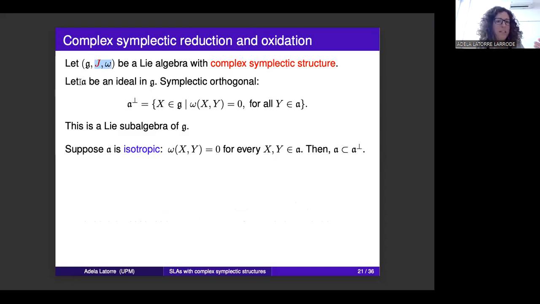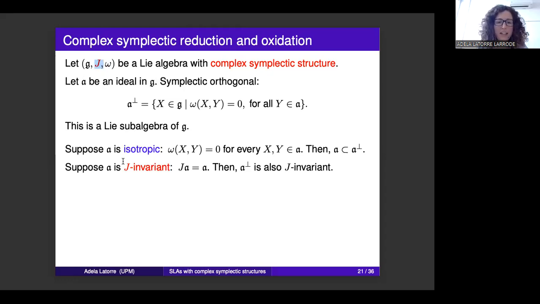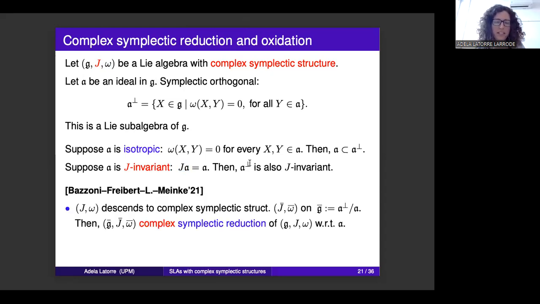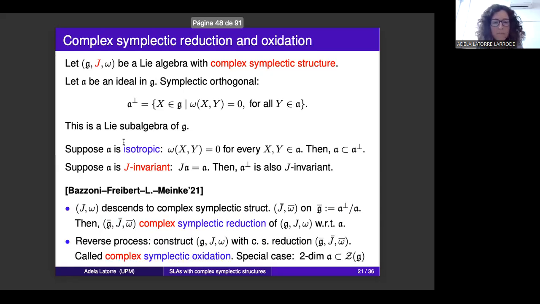The procedure is similar. We take an ideal and the symplectic orthogonal. Again, we need the ideal to be isotropic, but we need to take into account the complex structure. The ideal must also be J invariant, meaning the image of the ideal under the complex structure is again in the ideal. When such an ideal exists, the complex symplectic structure descends to the quotient, and this is called the complex symplectic reduction with respect to this ideal, which should be not only isotropic, but also J invariant. But to do the reverse process, in the same way that Bazzoni and Cortés needed a one-dimensional central ideal, we now need a two-dimensional central ideal. Two comes because of the J invariance condition.